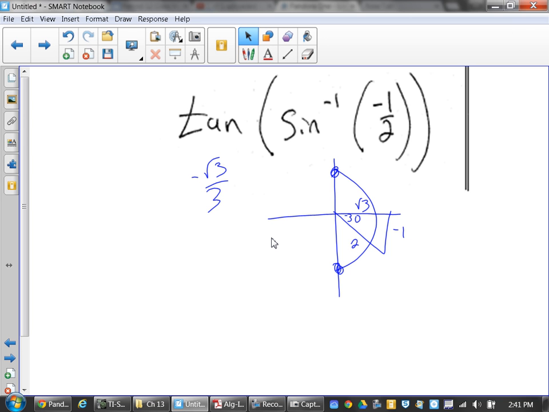What I want you guys to do is, if you haven't completely finished this one out, keep working on it. It's going to take us a few days to get back together to try to see what's going on. And then I have some more of the evaluate style, where here's the angle, what's its sine, what's its cosine, that kind of thing.